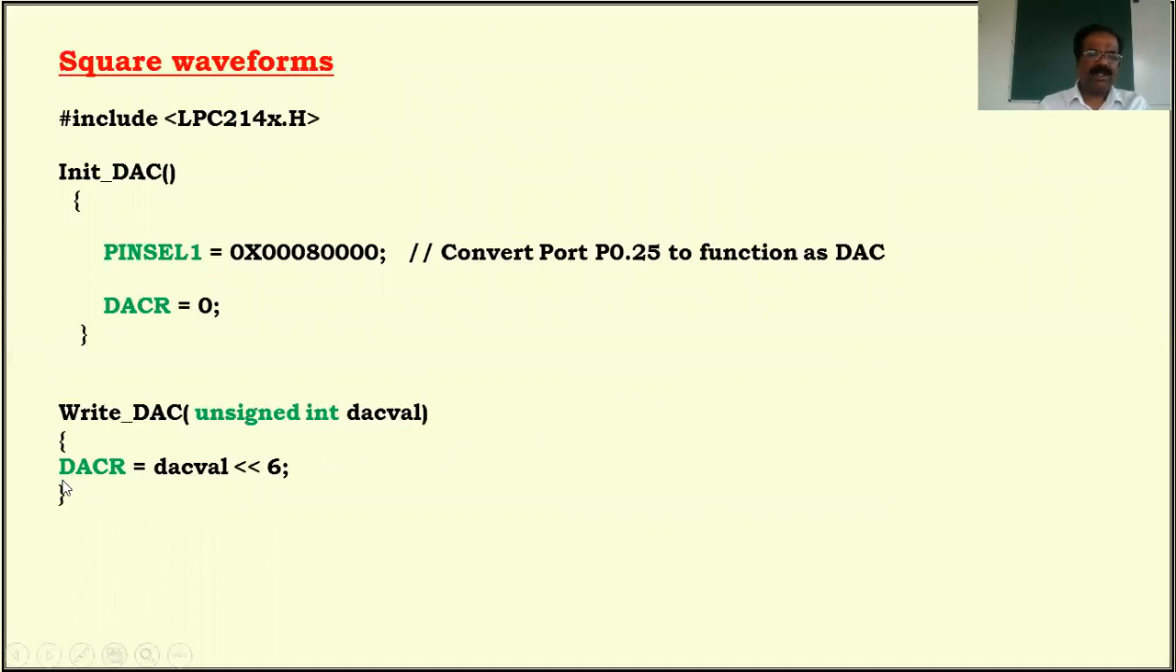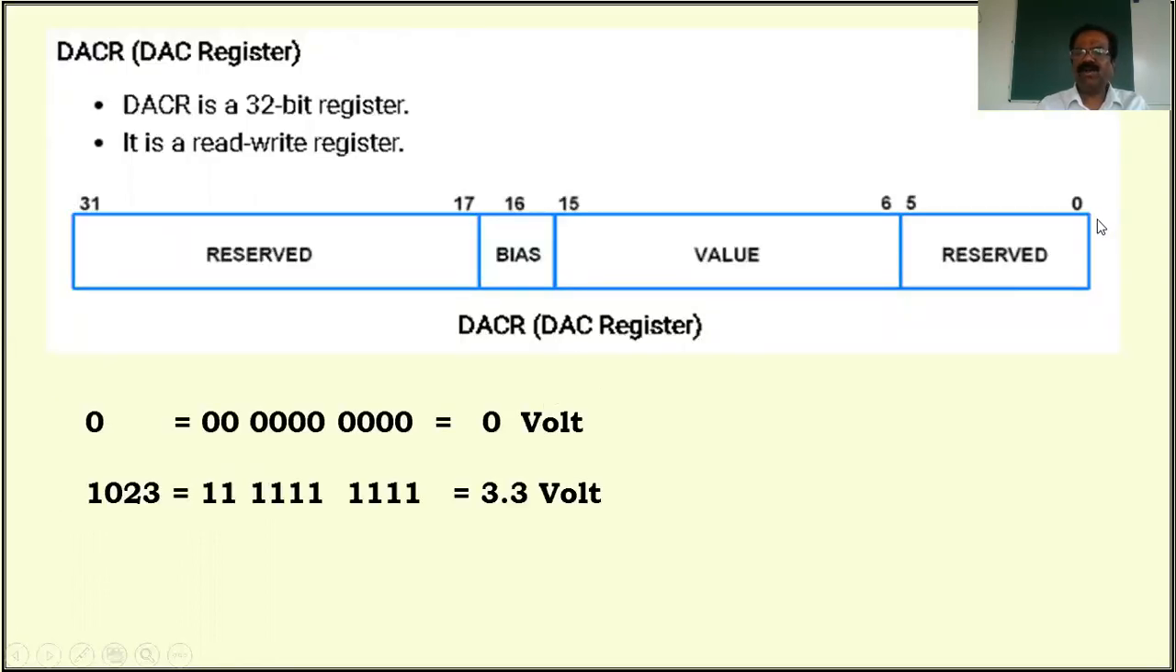Suppose you write the instruction like this, DACR equal to DAC value, without the shift. What happens is it writes the value starting from bit 0, bit 0 to bit 9, that is 10 bits. But here we have to write the value starting from bit 6 to bit 15. Whatever value is available from bit number 6 to bit number 15, only that value will be converted.